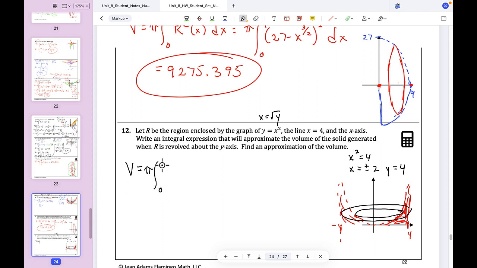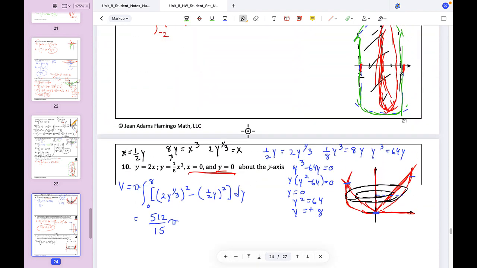So this is going to be your volume equals pi. We're going to integrate from 0 to 4. Okay, and big R in this case is the line x equals 4, right? So that's 4 squared, big R squared, minus little r squared, which is the square root of y squared dy. And then you can integrate that on your calculator. Okay?